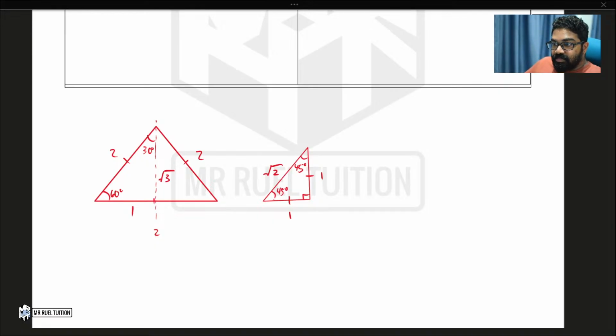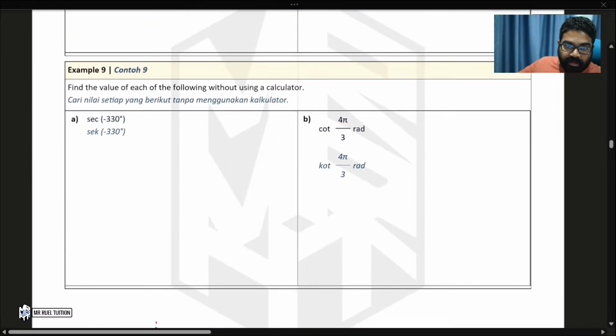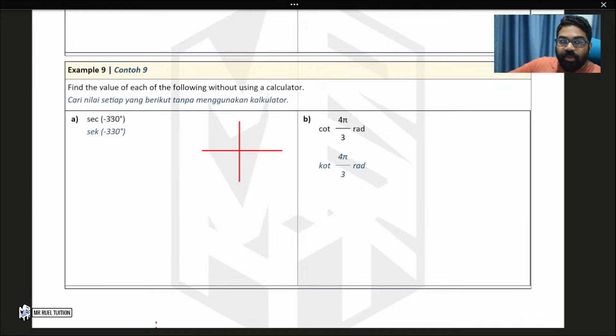Okay. Let's look at this first. So how to find secant negative 330, without using a calculator? So you must sketch. Okay, where is negative 330? So don't forget, negative means which direction? Kalau negative, apa arah dia? Clockwise, arah jam. Okay, very good.